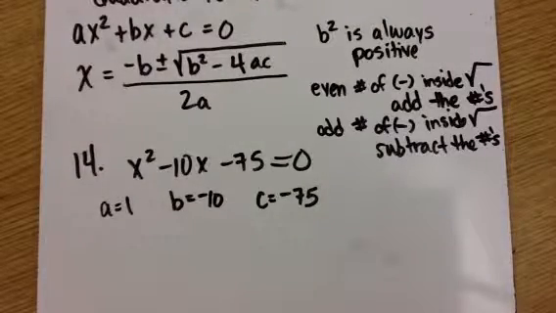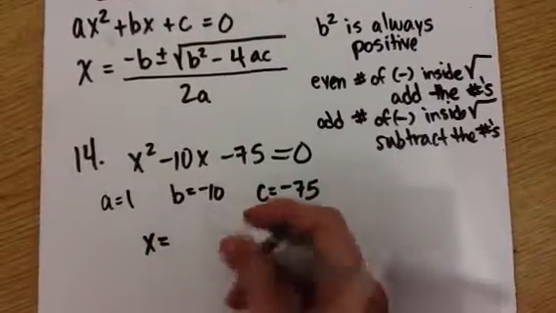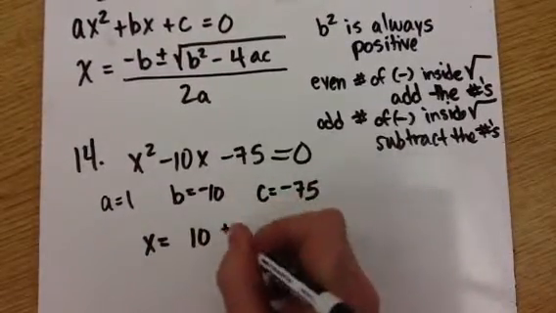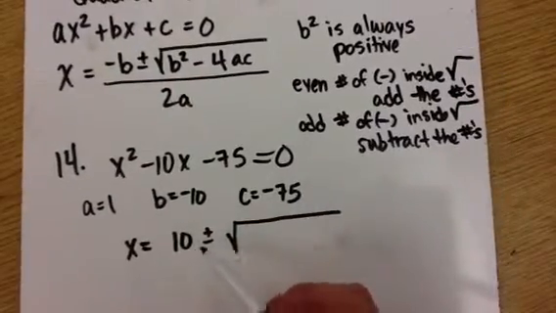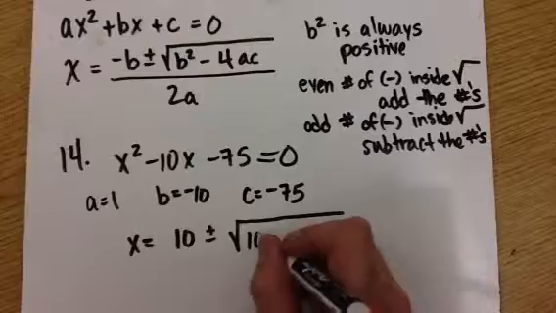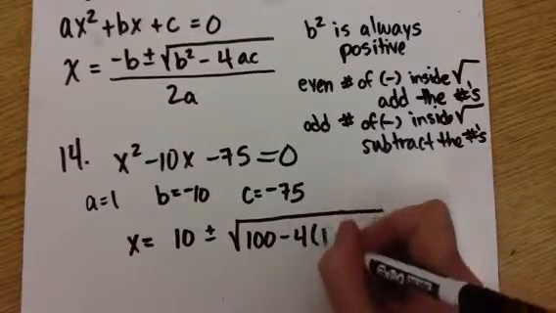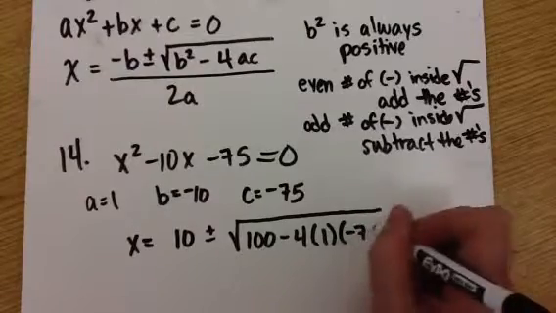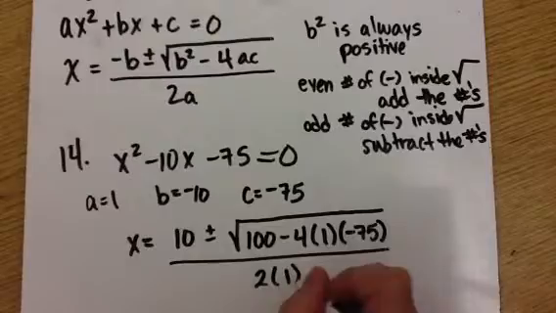So when we start off our quadratic formula, x is going to equal the opposite of b, so positive 10, plus or minus the square root of, remember b squared is always positive, so that's going to be 10 times 10, which is 100, minus 4 times a, which is 1, times c, which is negative 75, all divided by 2 times a, which is 1.